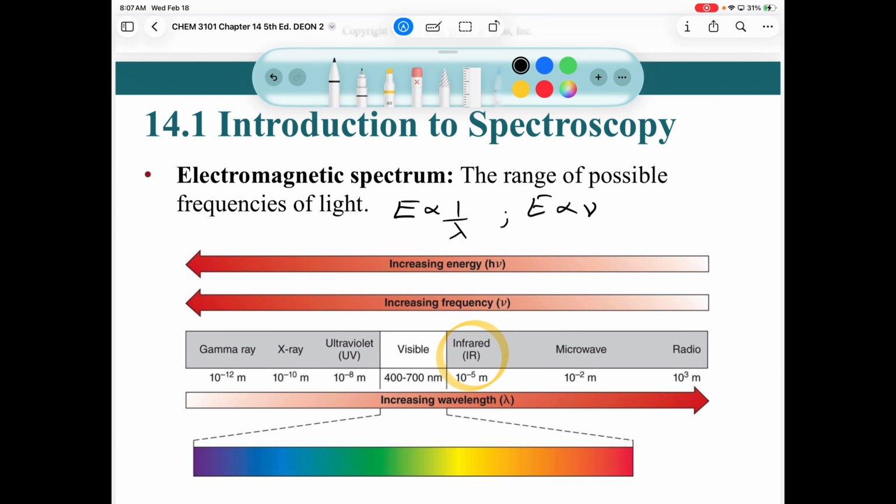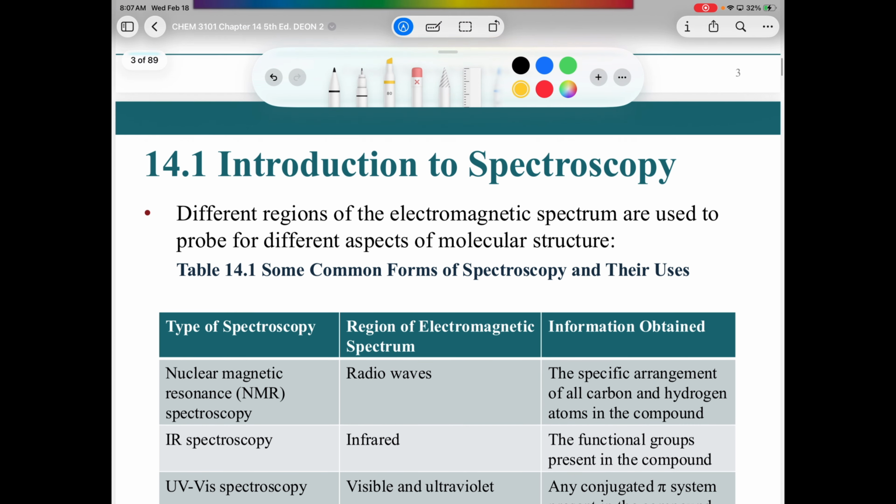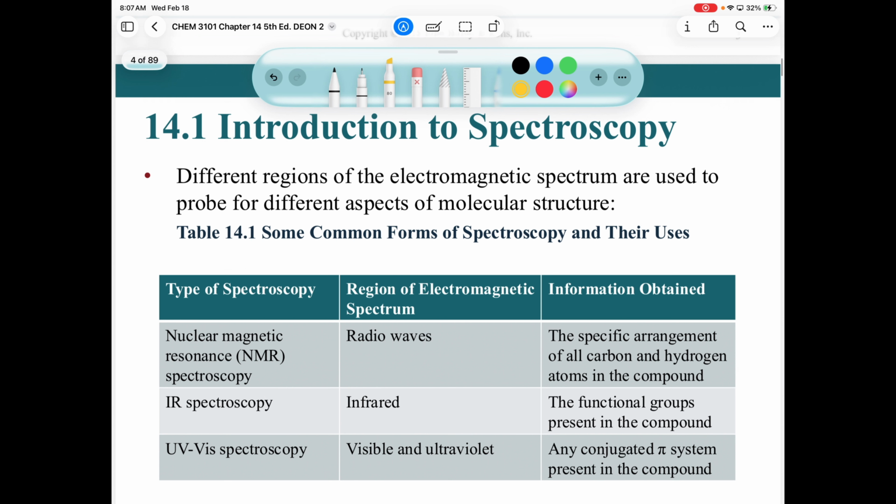All right, so keep that number in your brain: 10 to the negative 5 meters. That's going to be the region that we're going to be probing when we irradiate our organic molecule with infrared electromagnetic radiation. Now, just a little bit of background about other regions of the electromagnetic spectrum and how they can be used to probe the structure of a molecule.